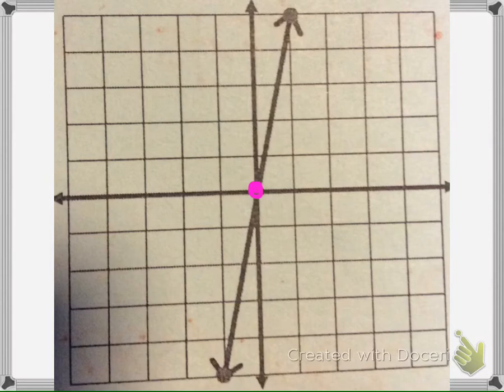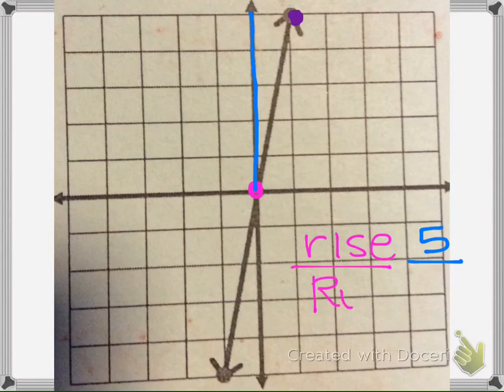Okay, so I'm going to go ahead and pick this point here, and I'm going to rise. I'm going to start with the bottom point. I'm going to rise 1, 2, 3, 4, 5 boxes. And then I'm going to run. When I go running, I go left to right of my house. So that's 1. I'm going this way, 1. And then 5 divided by 1 is 5.